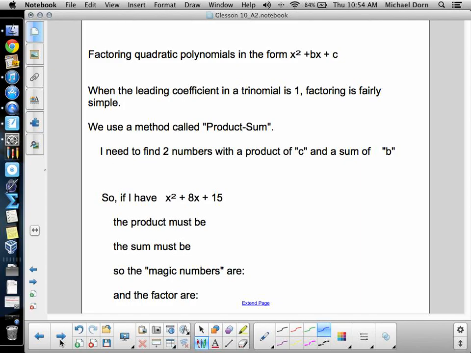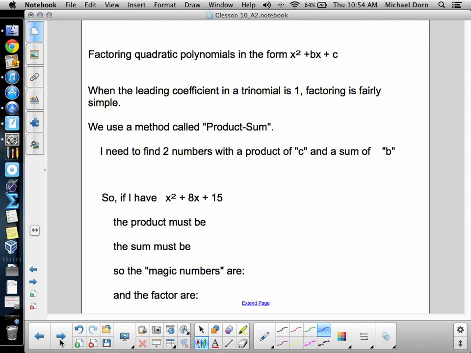Factoring polynomials in the form x squared plus bx plus c. Now, we're breaking factoring into 2 days. Today we're looking at this with the leading coefficient 1. So there's no number in front of the x squared. This is the easier factoring. It's a little more complicated if I put a number in front of the x squared. We'll do that tomorrow. When the leading coefficient is a 1, the factoring is simple.